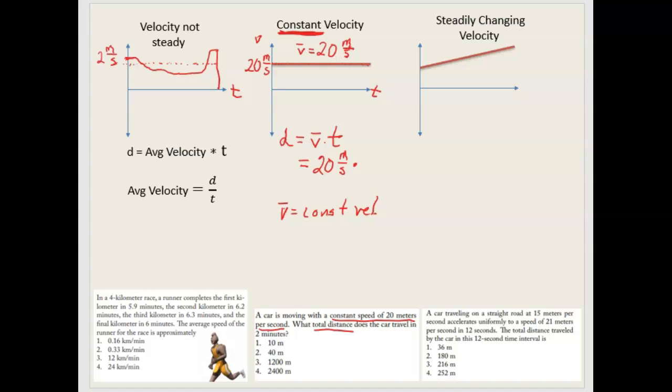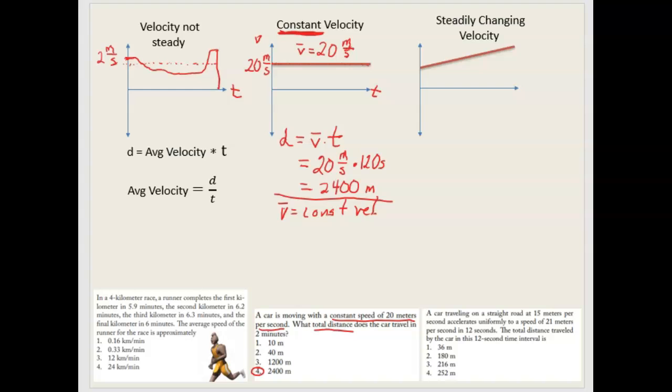Now they put 2 minutes. The problem with 2 minutes is we have seconds in our speed, right? So we have to convert 2 minutes to seconds. Well, we know 1 minute has 60 seconds, so 2 minutes have 120 seconds. So we plug that in. And our distance, seconds cancel with seconds. 2 times 120 is 2,400. And we have our answer, 2,400, which is down here.